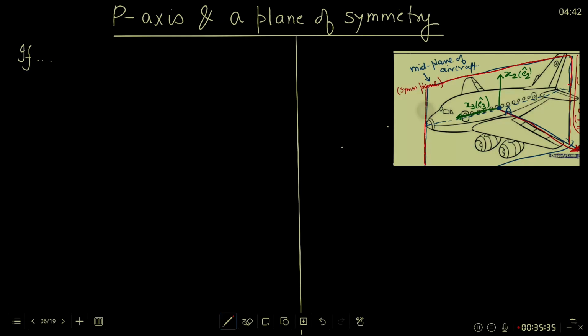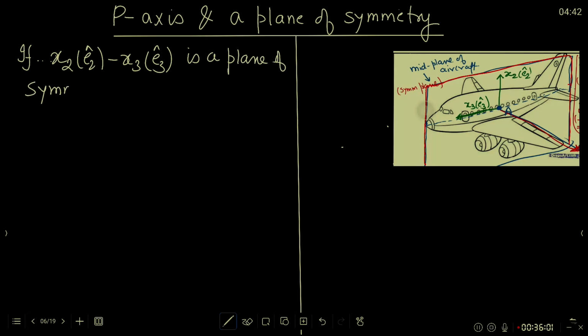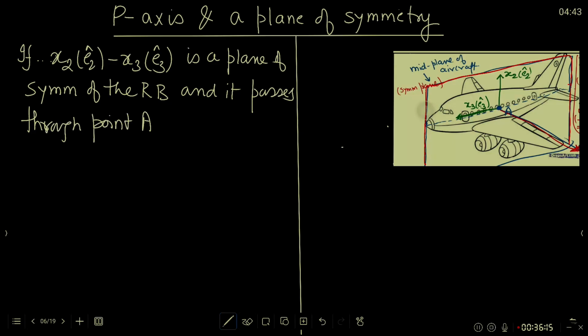My claim is that if I can identify a plane of symmetry like this, and that plane of symmetry, shown here, is x2e2, x3e3, a plane of symmetry of the RB, and it passes through point A. I hope you can see where I have marked A. A is here. This is the point A.